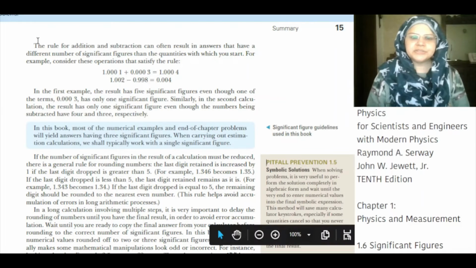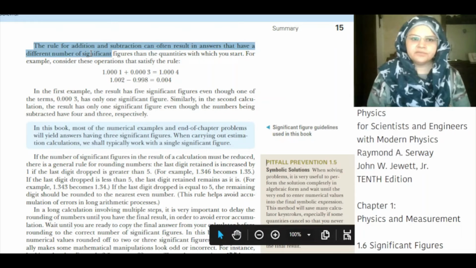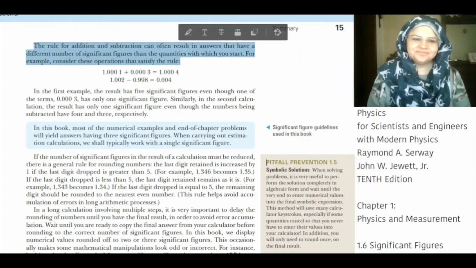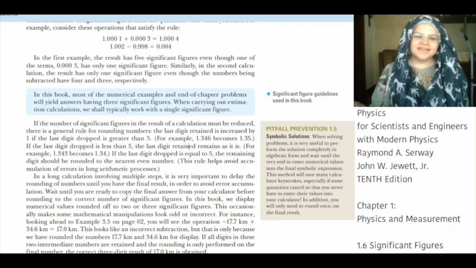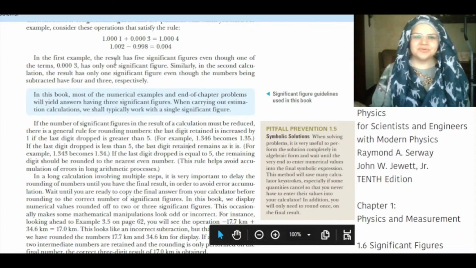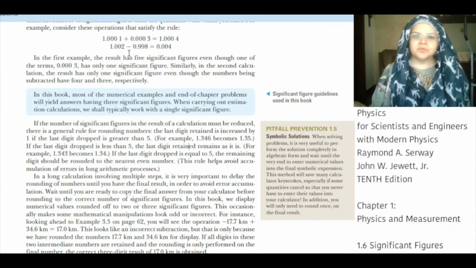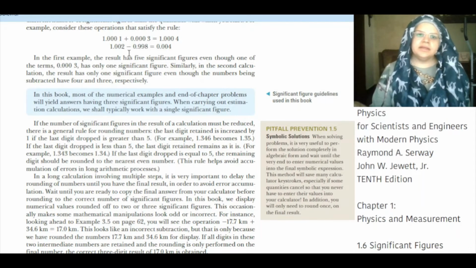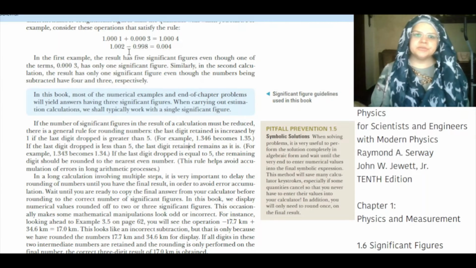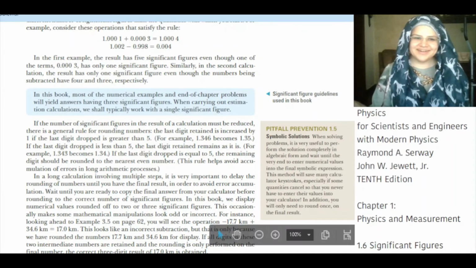The rule for addition and subtraction can often result in answers that have a different number of significant figures than the quantities with which you start. For example, consider these operations that satisfy the rule. Let's consider a case of addition. 1.0001 plus 0.0003 is equal to 1.0004. Let's consider a case of subtraction. 1.002 minus 0.998 is equal to 0.004.